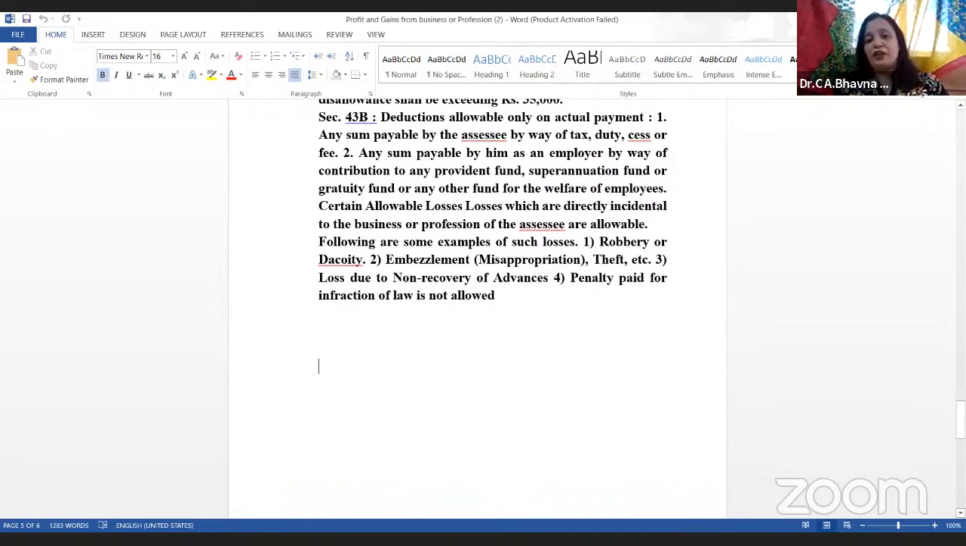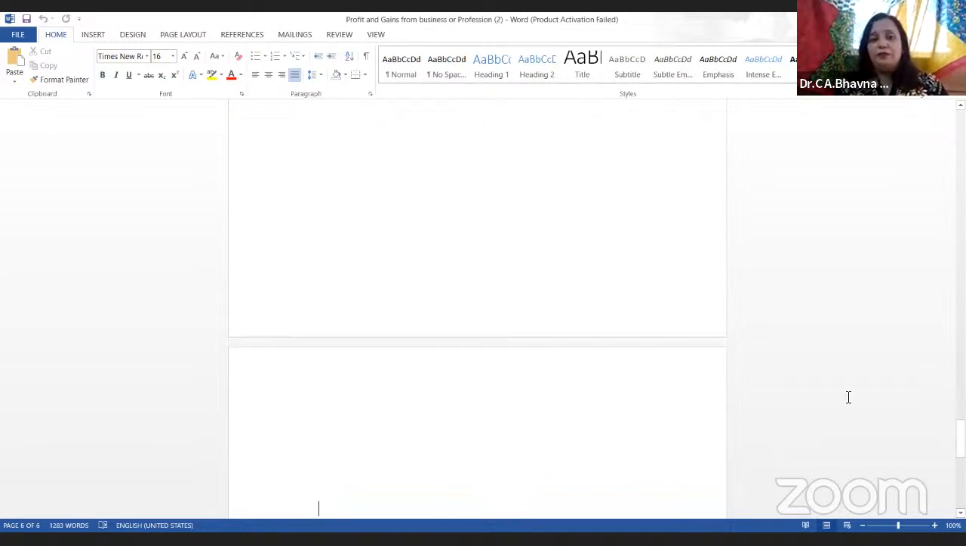Now, what would the format be? The format would be very simple. You have to start with net profit or loss as per profit and loss account. In that, you have to add any expenses disallowed, like किसी को penalty pay कर दी, या आपने कुछ infringement of law के लिए penalty pay कर दी, या advertisement of souvenir में आपने political party में advertisement कर दिया, वो आपको add करना है.